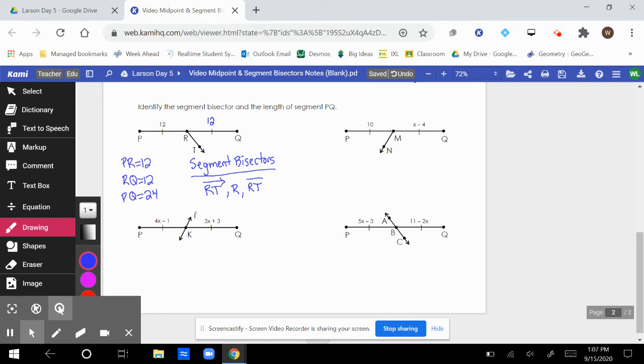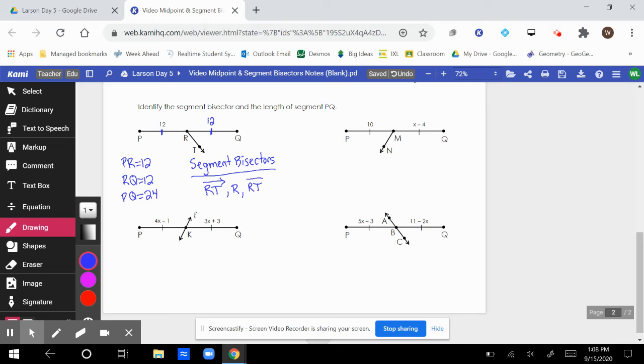Okay, so let's go through this first one here. So you're given that PR has a length of 12. You also know that RQ is the length 12 because of the tick marks. Those indicate that those 2 segments have to be congruent, which also tells you R is the midpoint.